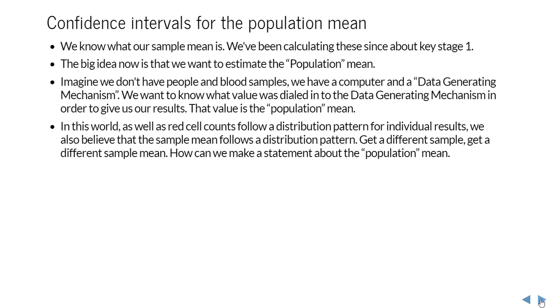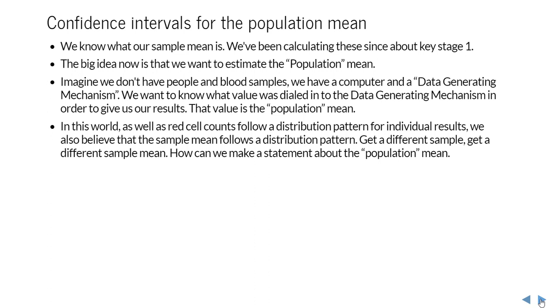So sample mean, you are very familiar with, you have some numbers, you sum them, you divide by the number of numbers. So you know how to calculate a sample mean. The difference is we now want to be able to estimate the population mean. What was the mean in the population that generated the data we're looking at? And the population mean is an abstract idea.